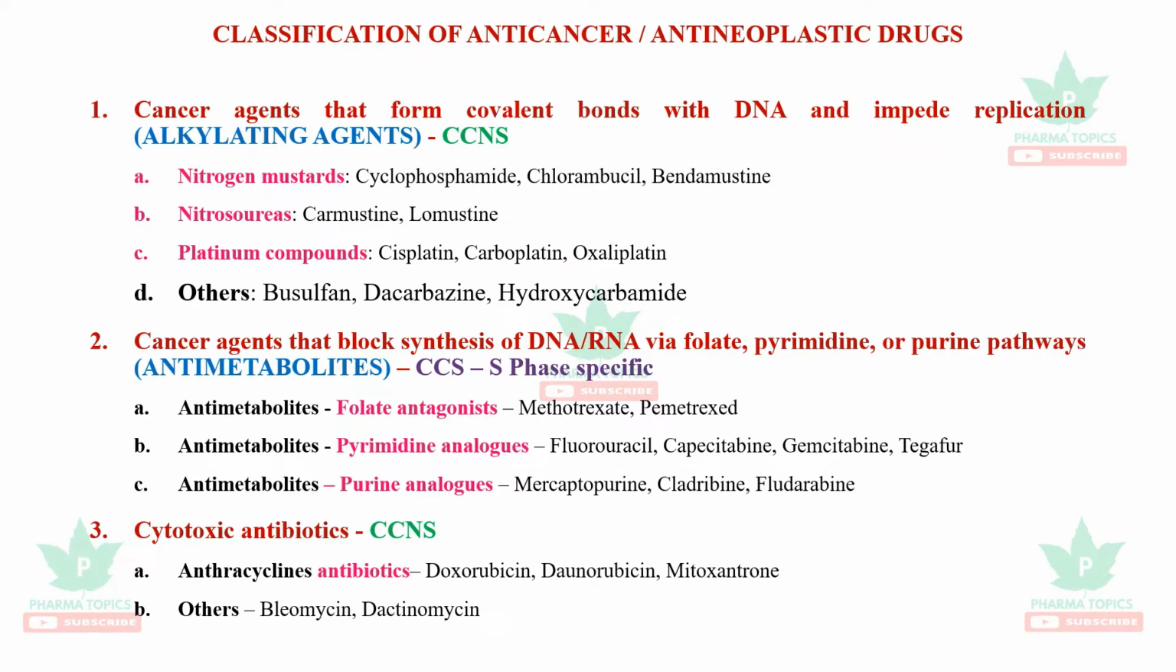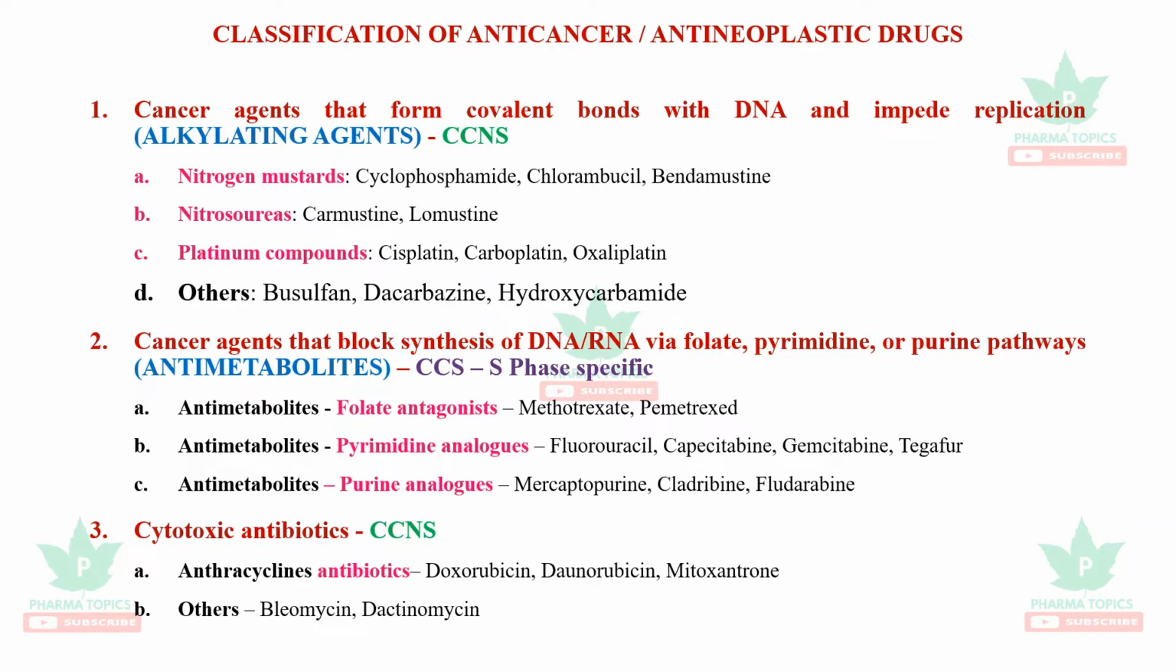Second set of drugs are cancerous agents that block synthesis of DNA or RNA via folate, pyrimidine, or purine pathways. They are called antimetabolites. They are cell cycle specific. They act at the S phase of the division of the cancerous cells. It is of 3 kinds: folate antagonists, methotrexate, pemetrexed; then pyrimidine analogs, fluorouracil, capecitabine, gemcitabine, and tegafur.